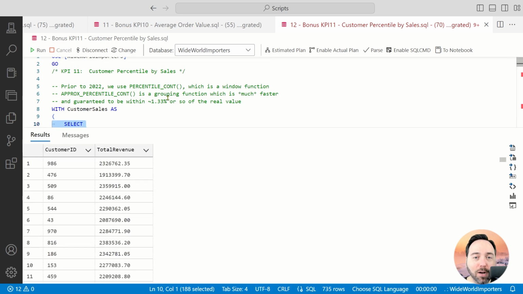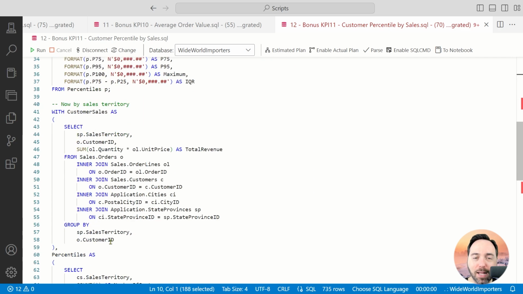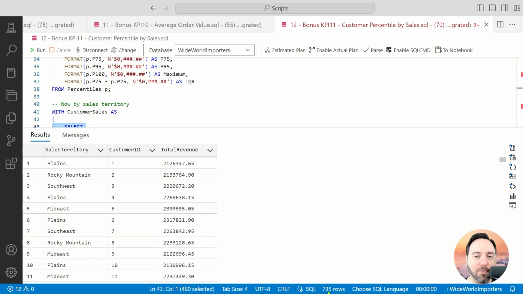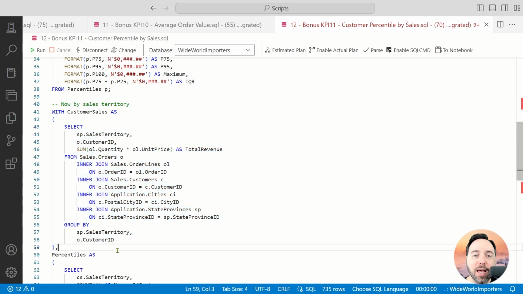When I run this query, we can see that there are 735 total results. Then, if I scroll down to the current query, I can run its customer sales CTE contents and see that we still have 735 records. Thus, we maintain a consistency between queries even when adding in the sales territory.